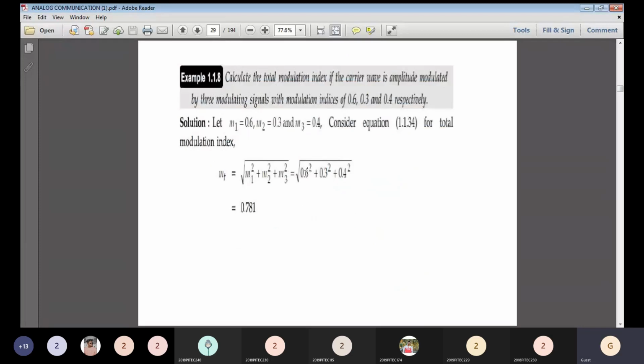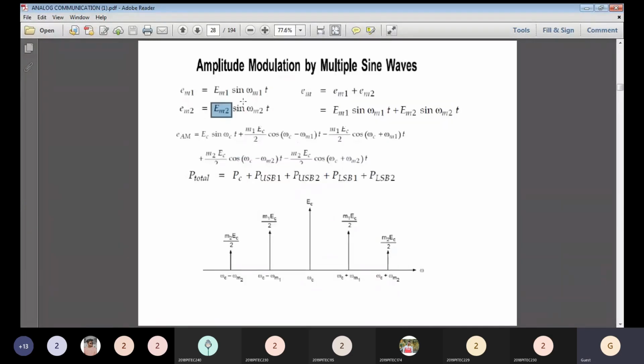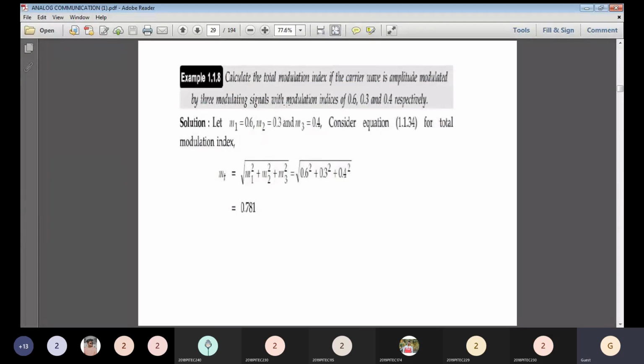Next, we can solve one problem for this topic. Calculate the total modulation index. If the carrier wave is amplitude modulated by 3 modulating signals with modulation indexes of 0.6, 0.3 and 0.4 respectively. So 3 different signals are available. First signal's modulation index value is 0.6, second signal's modulation index is 0.3, third signal's modulation index value is 0.4.